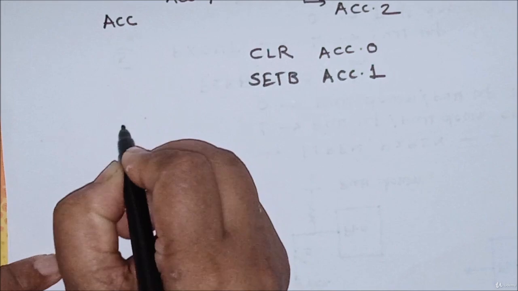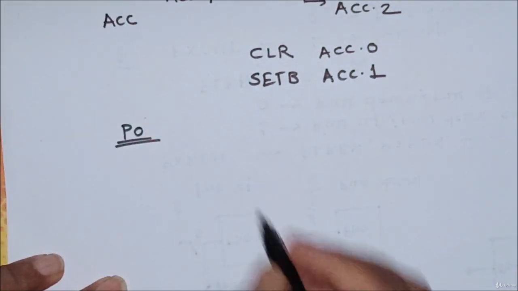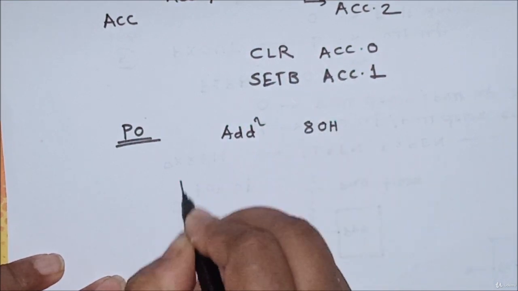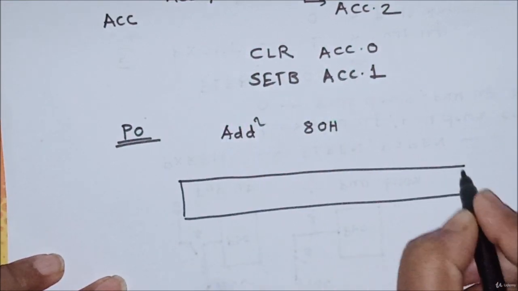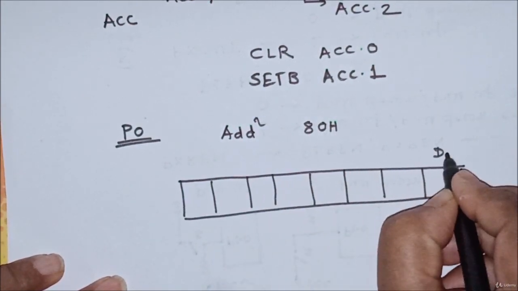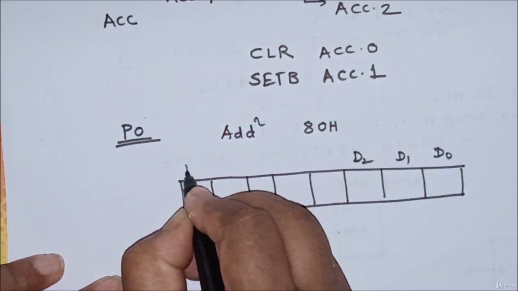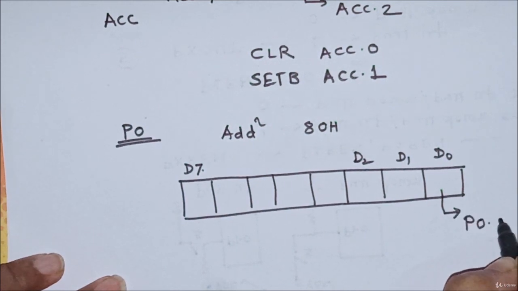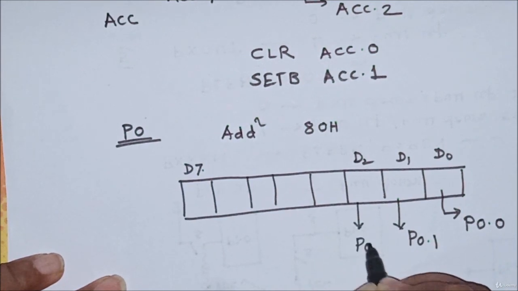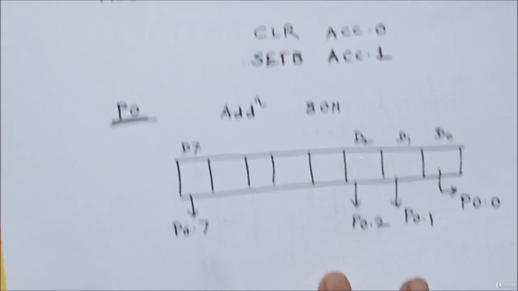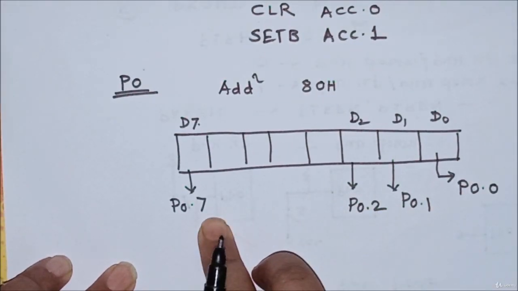Now we'll consider the second example for port P0. The address of port P0 is 80H. So it is also an 8-bit register. It will have bits D0, D1, D2 up to D7. Now to access this particular bit, we can write P0.0. Here also we can write P0.1. Here P0.2 and here P0.7. So for bitwise instructions, we can use these individual bits in the instruction.